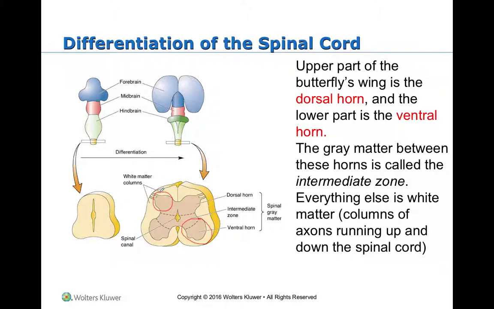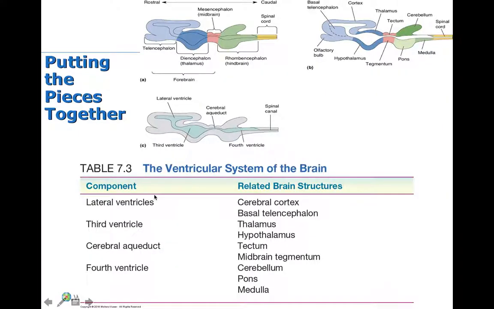So everything else is white matter, where there are essentially columns of axons running up and down the spinal cord, taking information from the spinal cord to the brain, and sending information from the brain down to the spinal cord, out to the periphery. So you put all the pieces together.